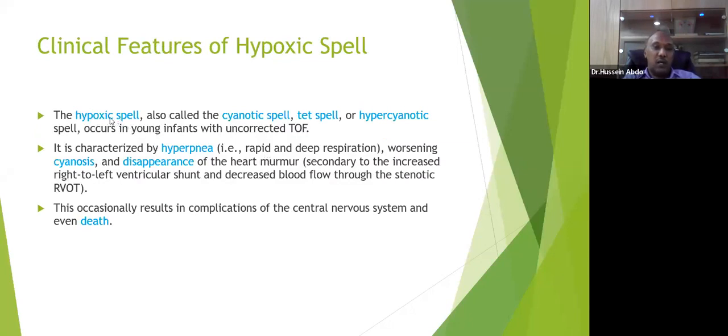Clinical features of a hypoxic spell are severe cyanosis and hyperpnea. The patient might have rapid and deep respiration and worsening cyanosis. Sometimes if you auscultate, you will notice the disappearance of the heart murmur. Why does this murmur disappear? Because the RVOT will be in severe spasm and there is no blood going through the RVOT, so you will not hear a murmur. So as we mentioned, a hypoxic spell is a very serious disease and can lead to death.